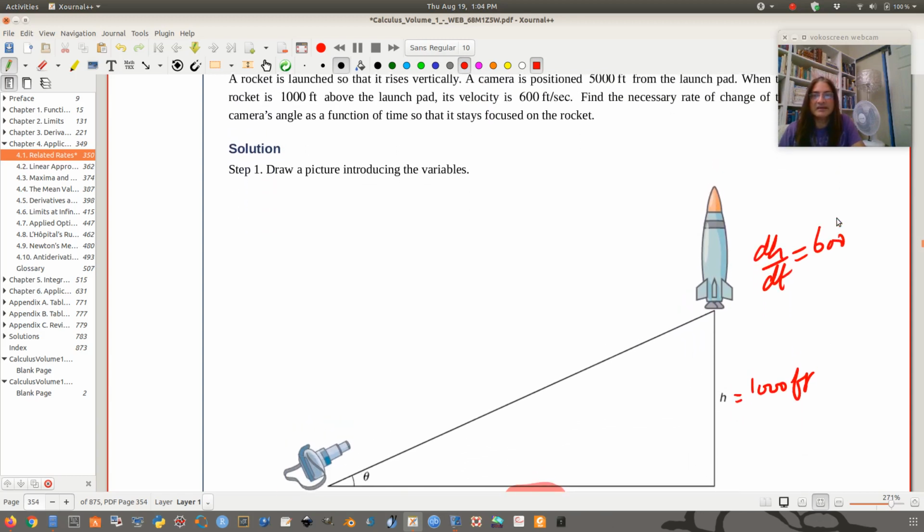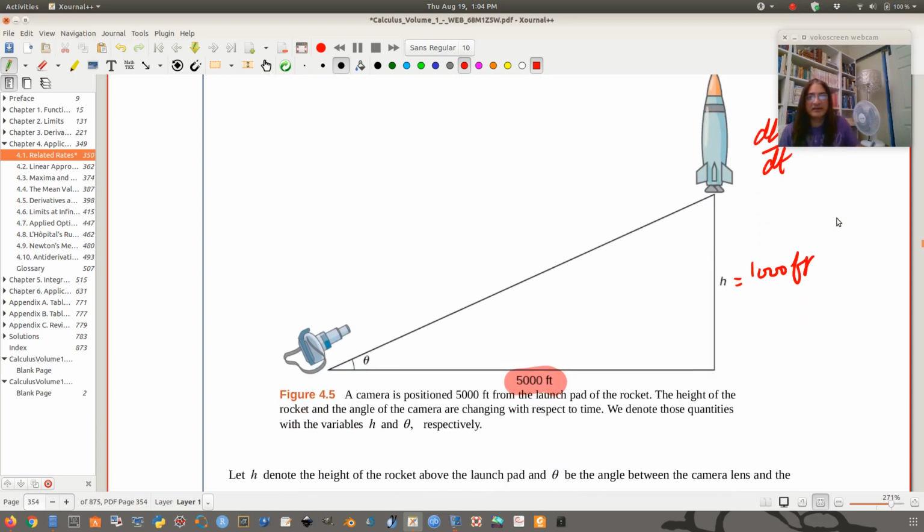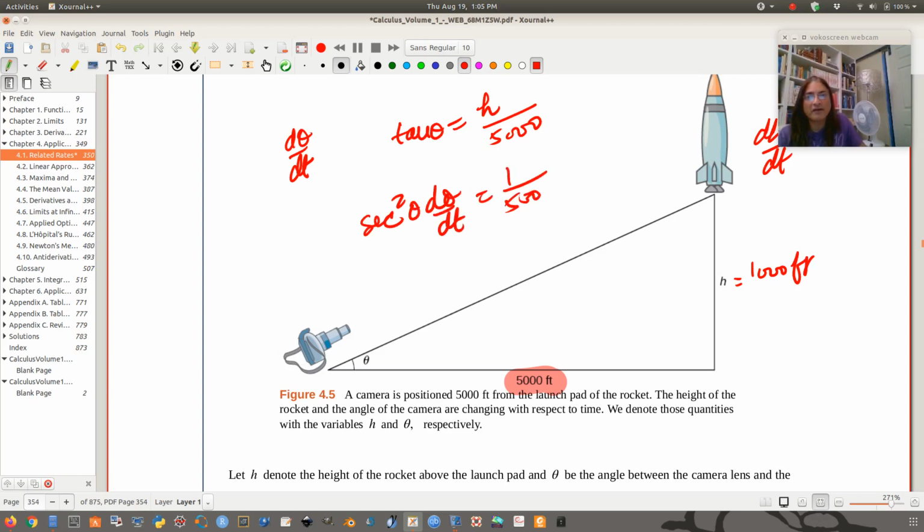So we have to find this angle theta, d theta over dt. This 5,000 is fixed. So we know that tangent theta is given by h over 5,000. Theta is a function of time, h is a function of time, so let's take the derivative with respect to t. So for tan theta, we get secant squared theta d theta over dt equals 1 over 5,000 times dh over dt.